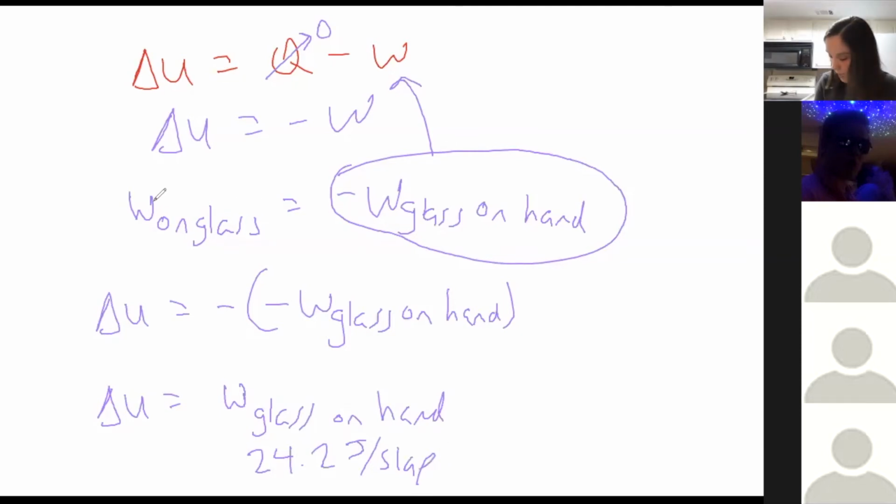And what we're asked is how many times would we need to slap it to raise it 1 degree Celsius? So how do we find that out? At this point, our equation is delta U equals W. We know that W is 24.2 times X, but we don't know what delta U is at this point.